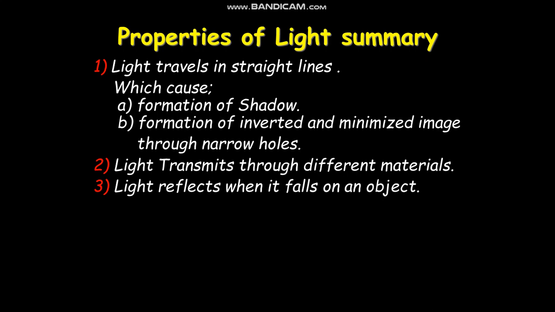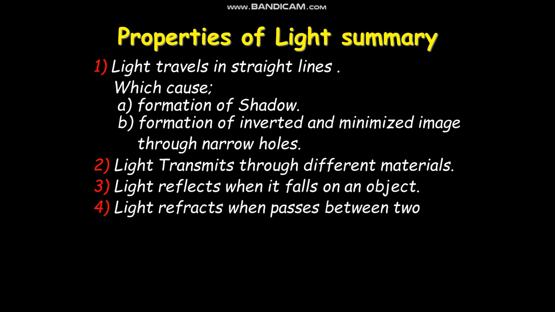And the third property is light reflection, and light reflects when it falls on an object. The best example for light reflection is the mirror, because a mirror has a shiny and smooth surface which makes a regular reflection. The fourth property is light refraction. Light refracts when it passes between two different media.